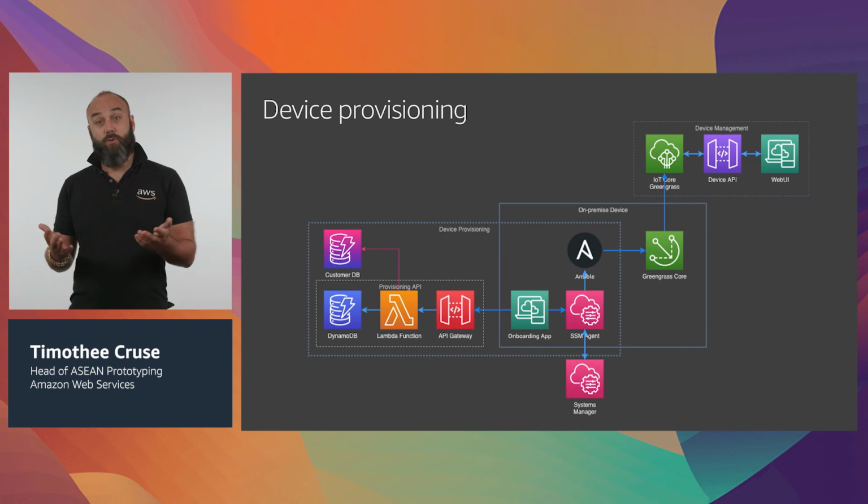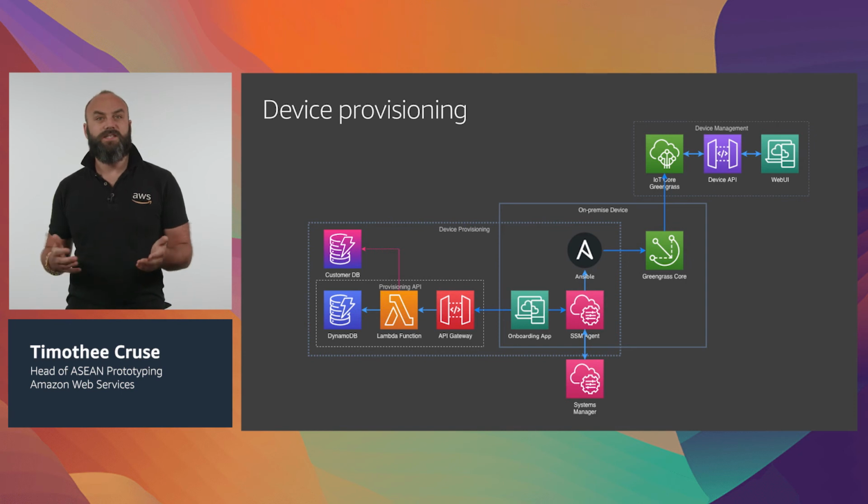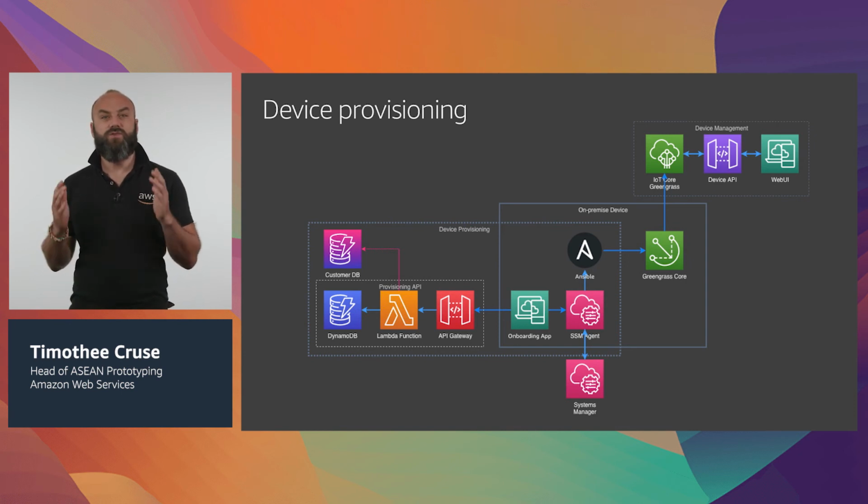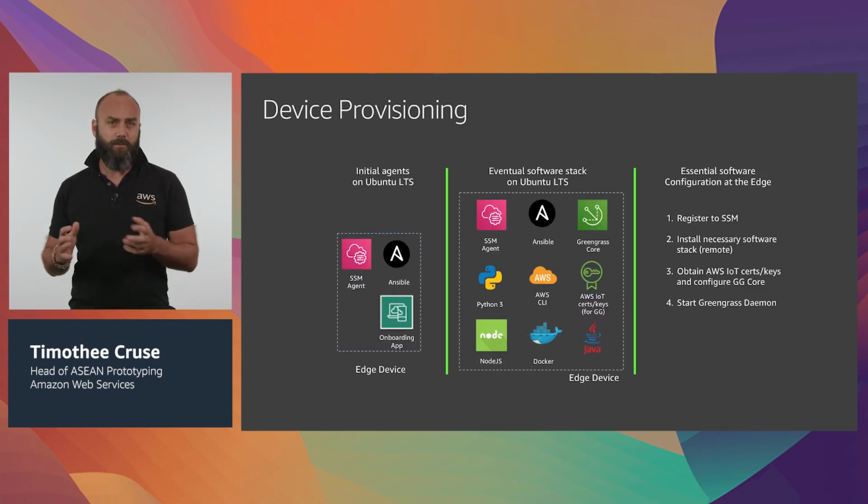SSM triggers Ansible playbooks that will install Greengrass and supporting dependencies on the device. From there, the device is ready to go and your business logic is ready to be deployed onto the device via Greengrass. For this, you'll generally implement your own UI tooling, allowing you to have visibility on the state of these deployments, and your own custom device APIs. Summarizing, your edge device has the bare minimum applications installed: the SSM agent, Ansible, and your custom onboarding app.